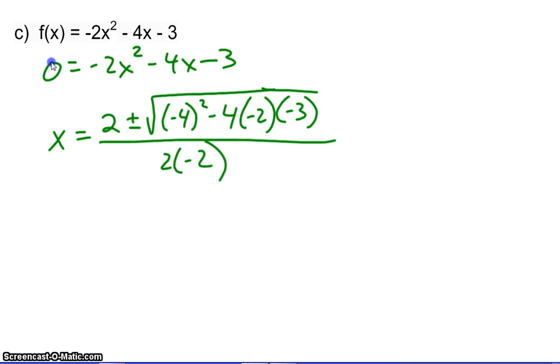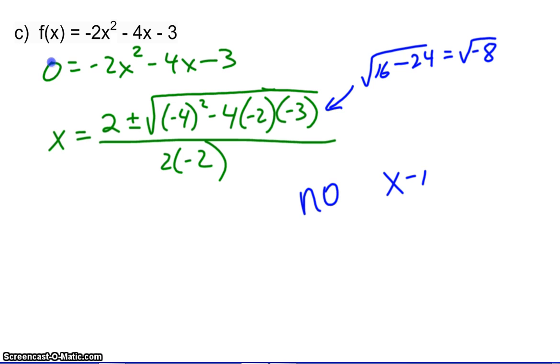This time when I simplify underneath the square root, I see that it's going to be the square root of 16 minus 24, which means I get the square root of negative 8. And we need to remember what we think about when we have the square root of a negative number. When that discriminant is less than 0, we have no real solutions. We would have an imaginary number, so there are no x-intercepts on our graph. And that concludes the notes for section 9.7.